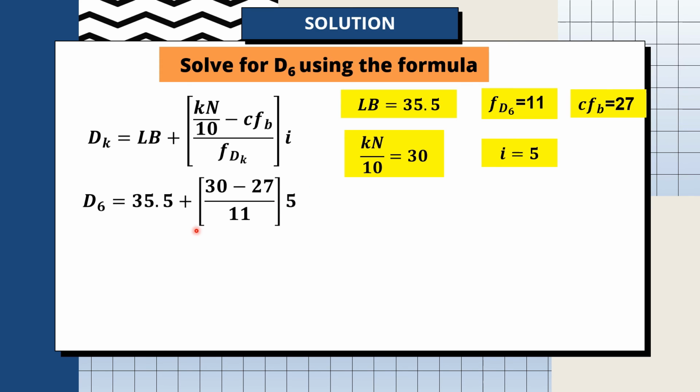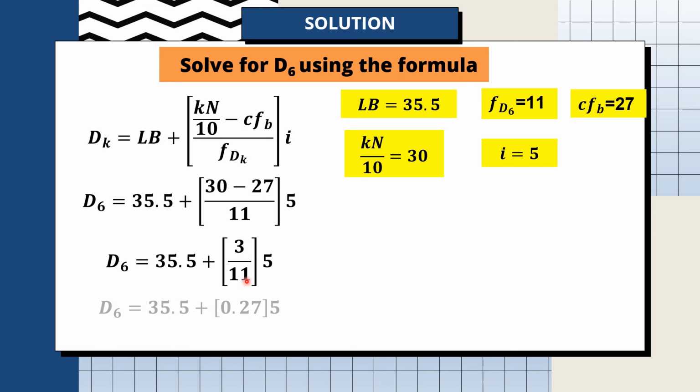Yan, ito na po siya. Careful lang po sa pag-substitute. So, first step natin is subtract natin yung kn over 10 tsaka CFB. So, 30 minus 27 is equal to 3. And then, 3 divided by 11, that is 0.27. So, careful lang, hanggang 3 decimal places lang ang kukunin natin.